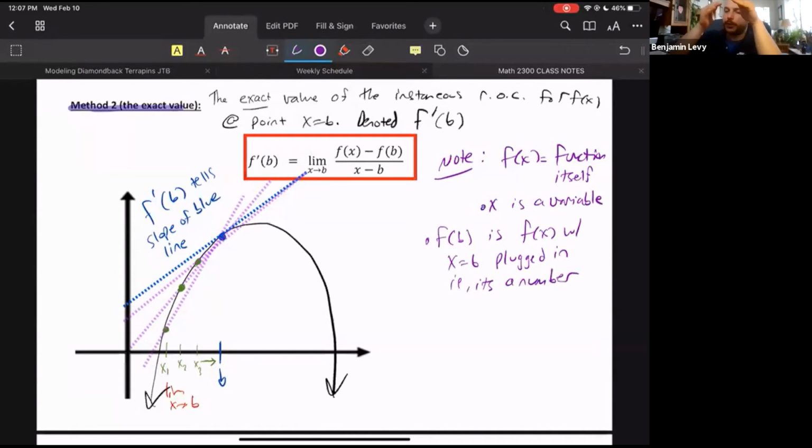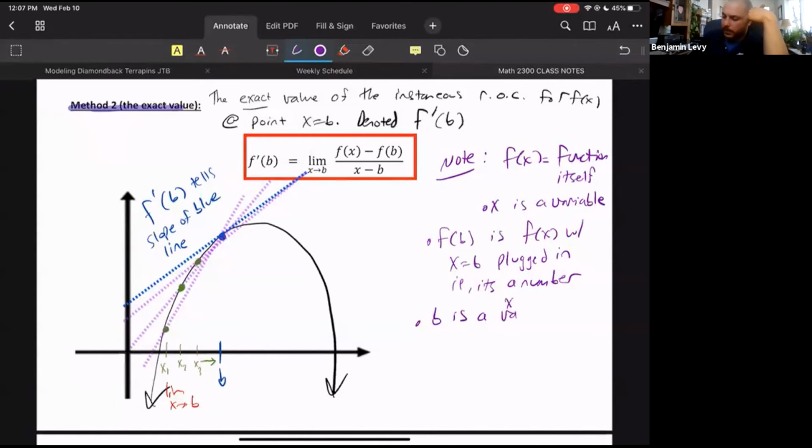So we have a function minus a number on the top. And then on the bottom, you have something similar too. B is also a number. B is a specific x value. And so again, I just think writing this stuff down will be helpful. Once we do an example, next class probably, you'll be able to look back at this and say, oh yeah, I see what you're saying now.